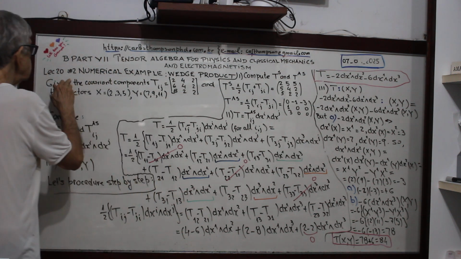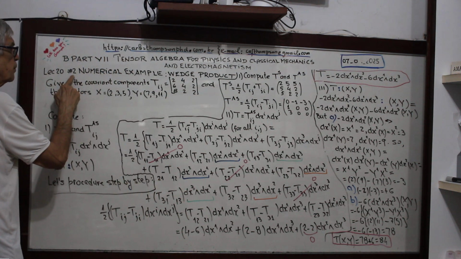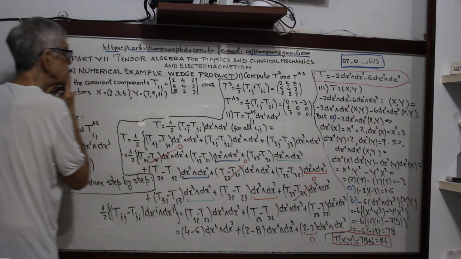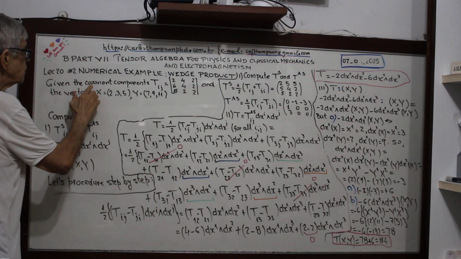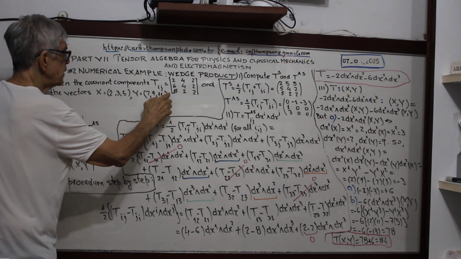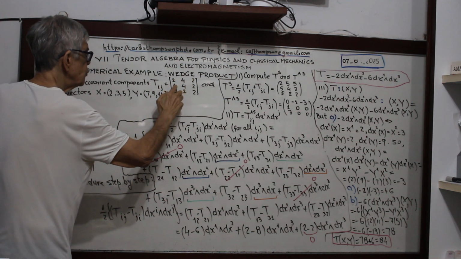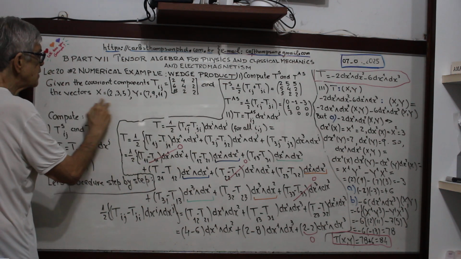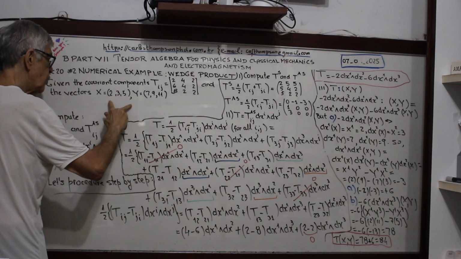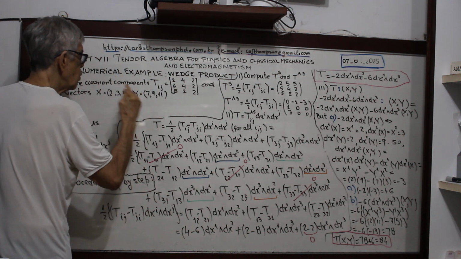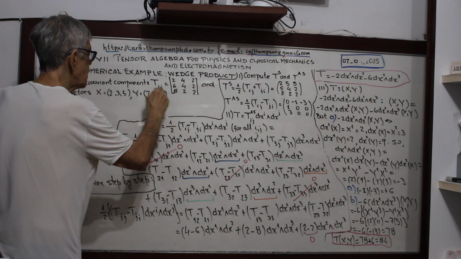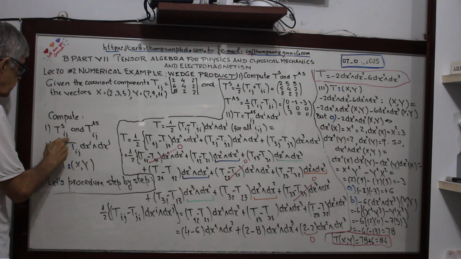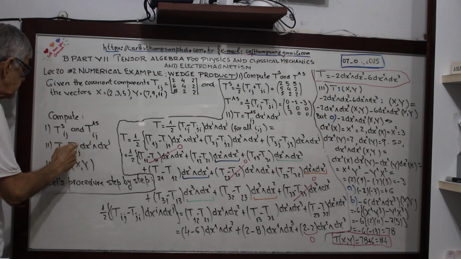Now, lecture 20, numerical example number 2. Here I only want to develop the wedge product. Given covariant components T_ij, 242, 642, 82, and 2, and the vectors x and y. We need only two vectors because we are working with T_ij. Now, let's compute the symmetric and antisymmetric parts.